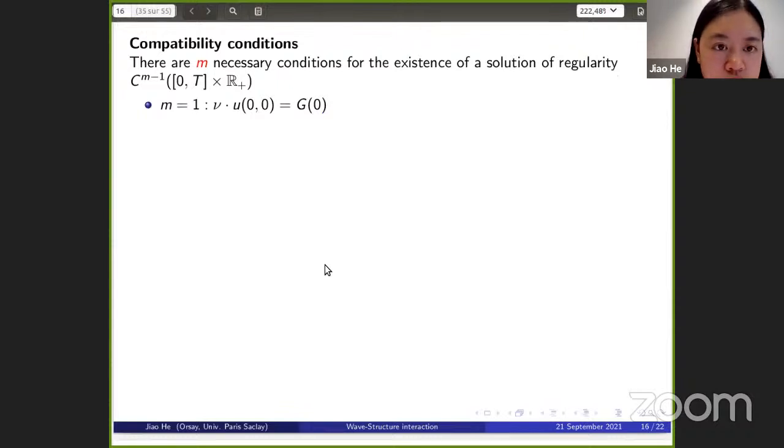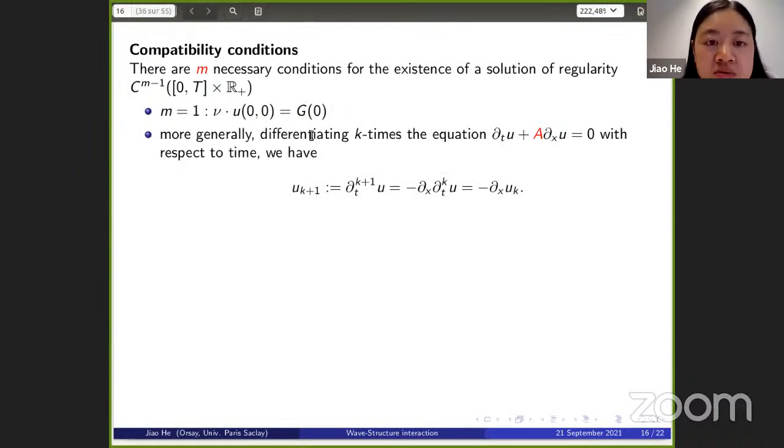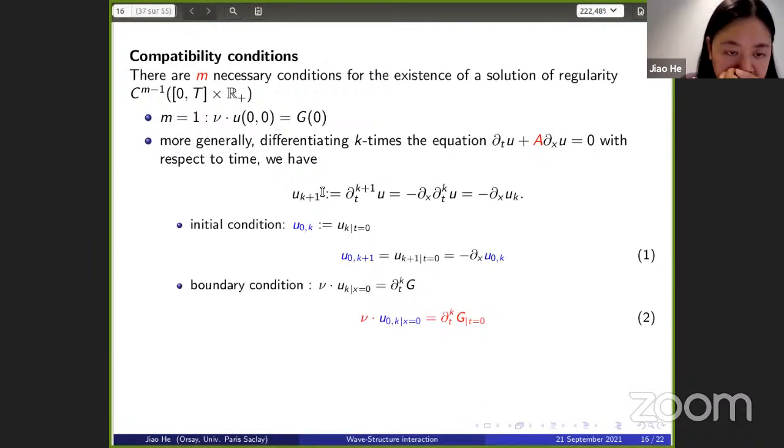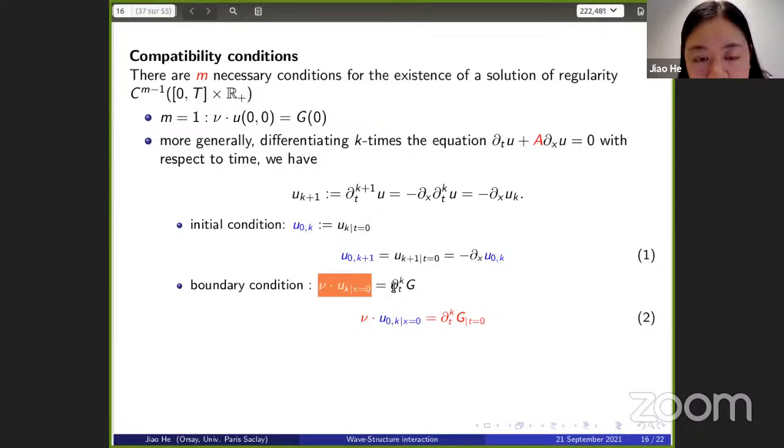Here's the definition of the compatibility conditions. There are M necessary conditions for the existence of a solution of regularity, say M minus one. If M equals one, we have this condition. And more generally, if we differentiate the equation M times, now here A is a constant, I just gave a simple case, we have this one. And for the initial condition, we note it like this. And for the boundary condition, as I said before, for this term, because we already differentiated k times, we note it by d_t^k g, and we need this combining the initial data and the boundary conditions.